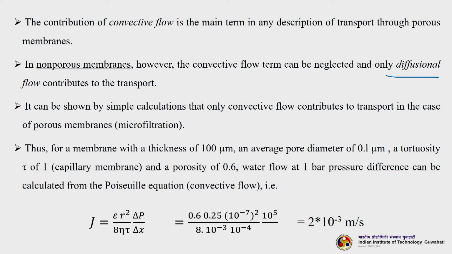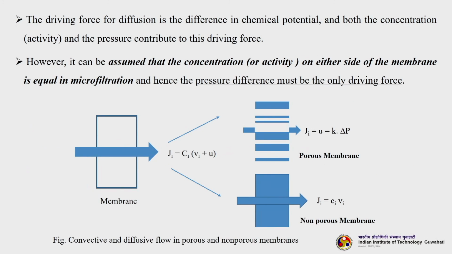Thus, this is an example, let us consider a membrane with a thickness of 100 micron, an average pore diameter of 0.1 micron, a tortuosity tau of 1, and we are assuming a capillary membrane, and a porosity of 0.6. Water flow at 1 bar pressure difference can be calculated from the Poiseuille equation. So, which is convective flow, we find 10 into 10 power of minus 3 meter per second. Now, the driving force for diffusion is the difference in chemical potential, and both the concentration or activity and the pressure contribute to this driving force. Now, however, it can be assumed that the concentration or activity on either side of the membrane is equal in microfiltration, and hence the pressure difference must be the only driving force.